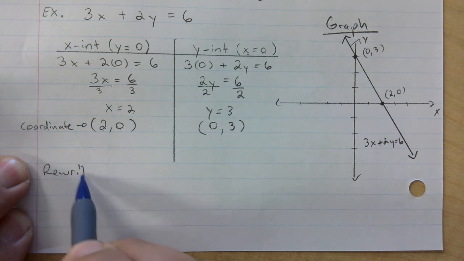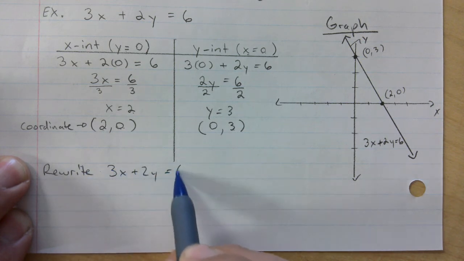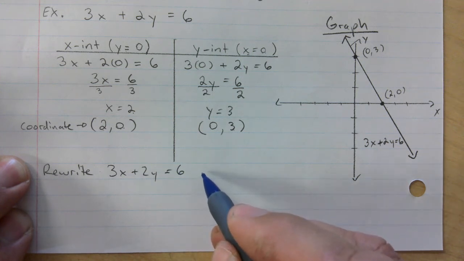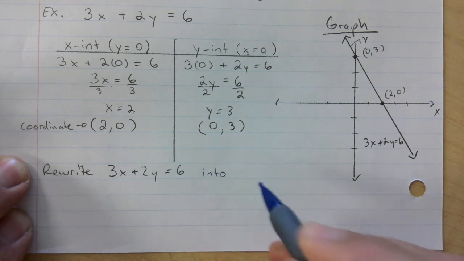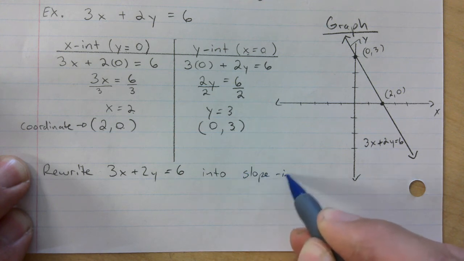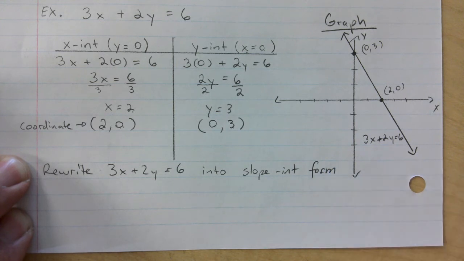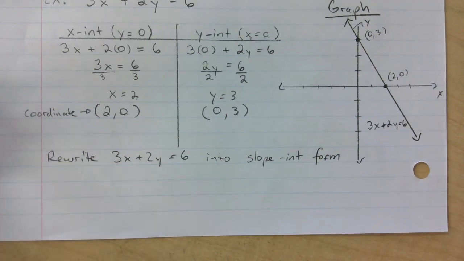Rewrite 3x plus 2y is equal to 6 into slope intercept. That's the only one we really need to remember, slope intercept.